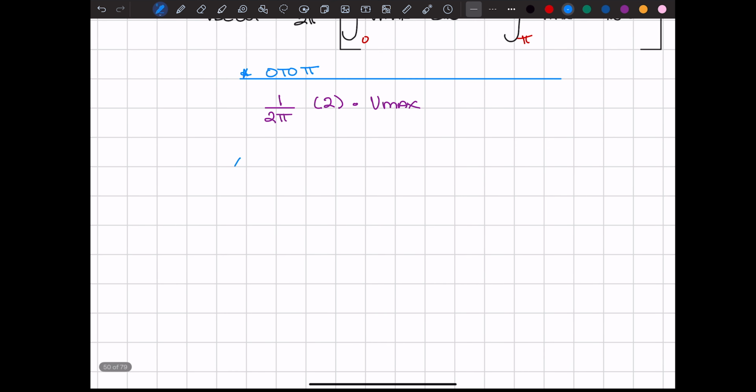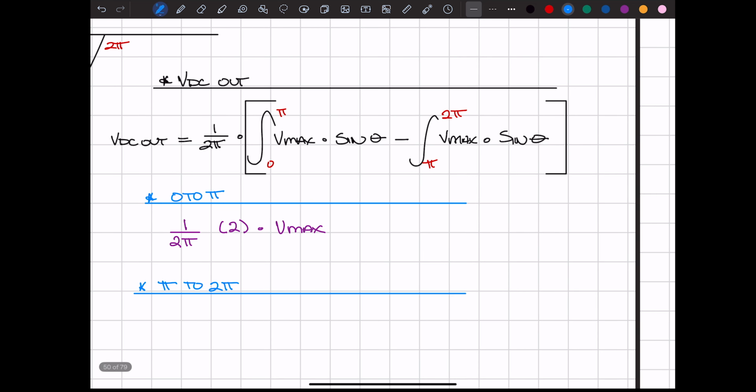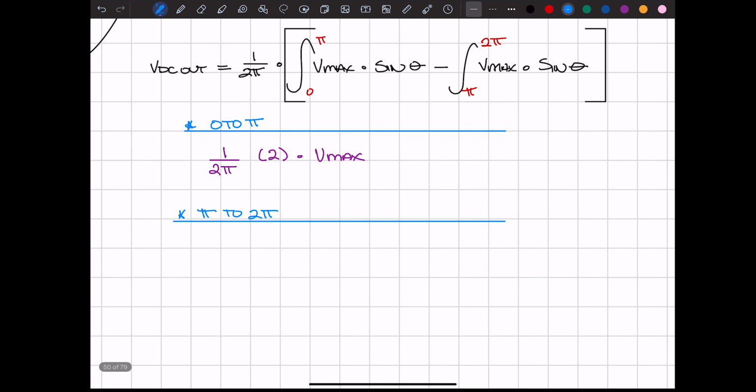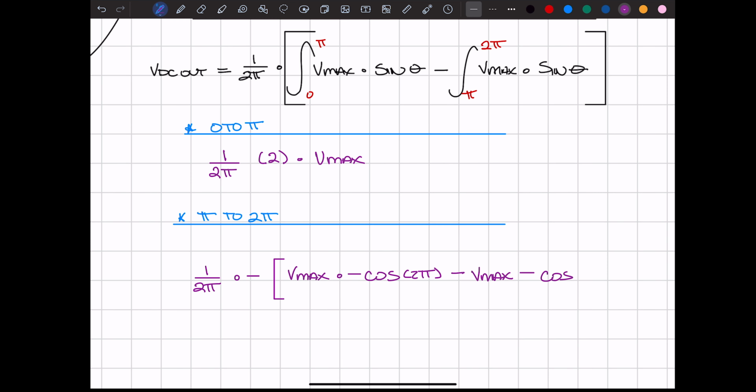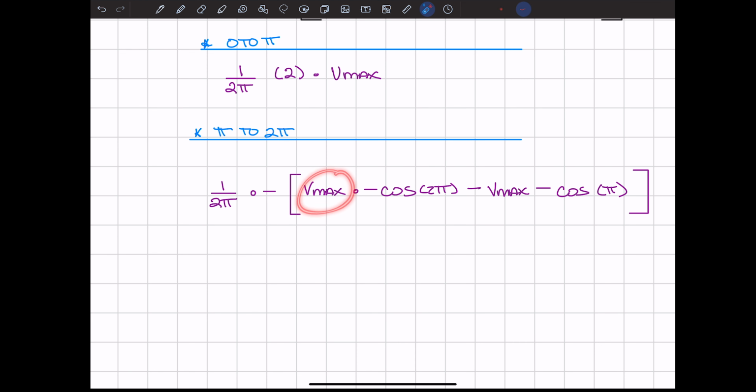So now we can focus on the second integration, which is between pi and 2 pi. Now remember, we're subtracting this integration, so we want to bring down that negative. The way that I do it, I just bring it down and put it outside of the parentheses to keep myself organized. So once again, we're going to bring the 1 over 2 pi down, minus the quantity Vmax times negative cosine 2 pi minus Vmax times negative cosine pi. So we can simplify this.